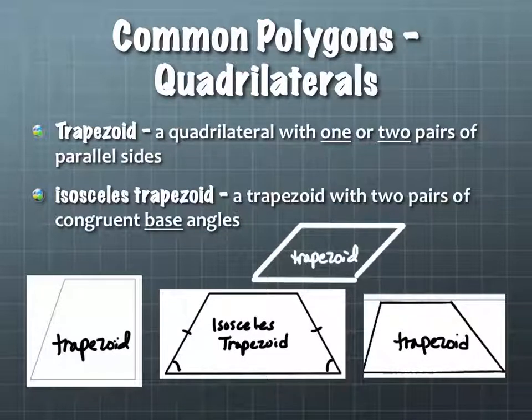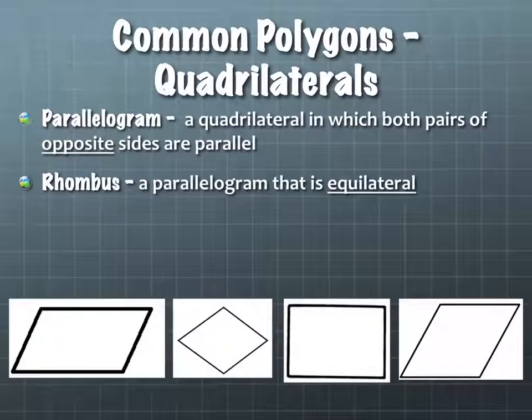We're going to move on to parallelograms and rhombuses now. So a parallelogram specifically has both pairs of opposite sides parallel. A rhombus is a parallelogram that's equilateral. So draw these four shapes in.